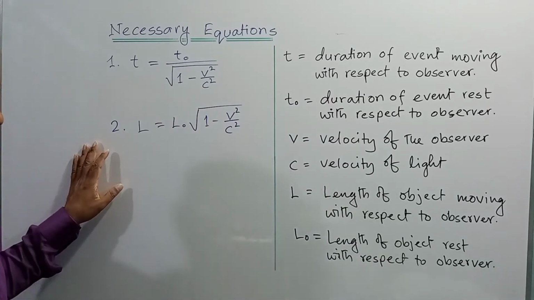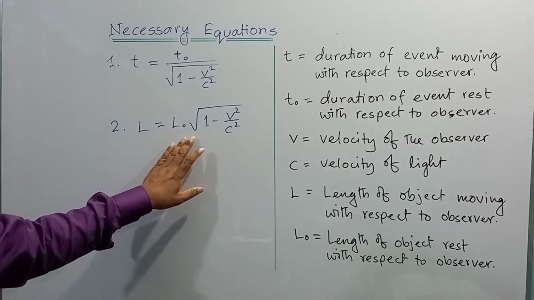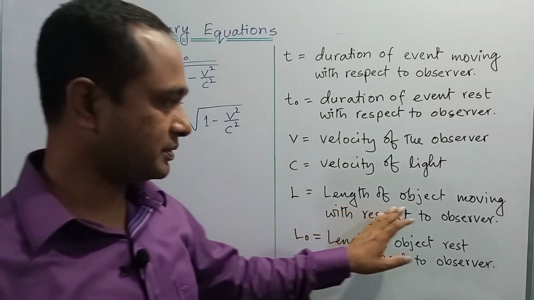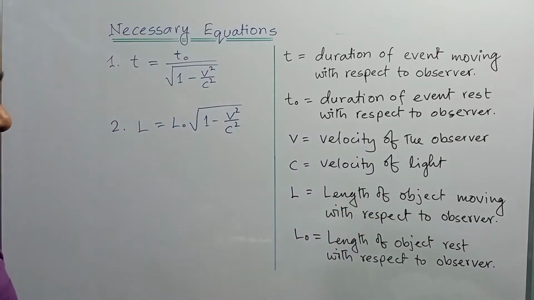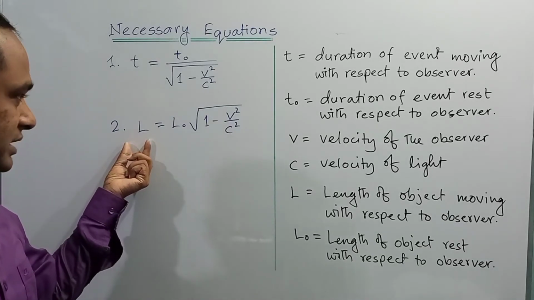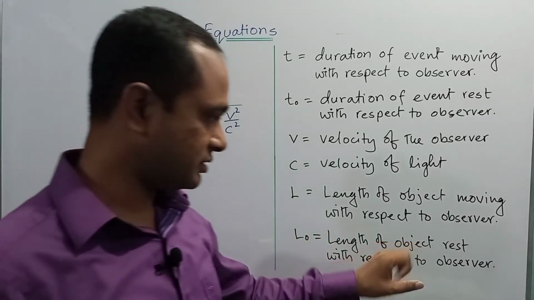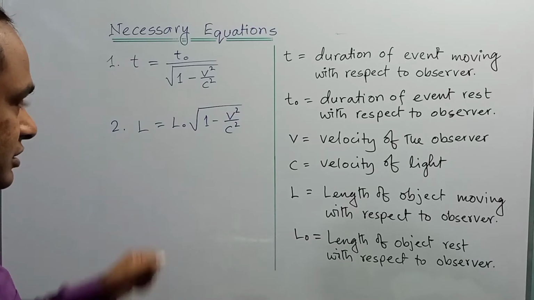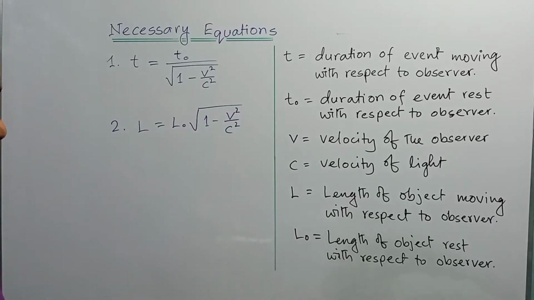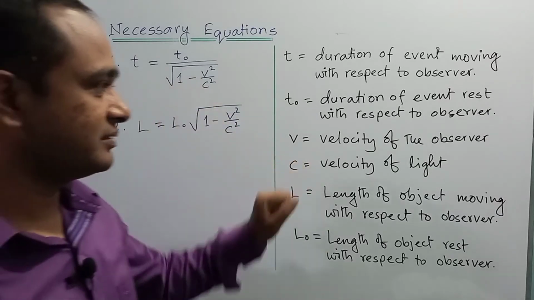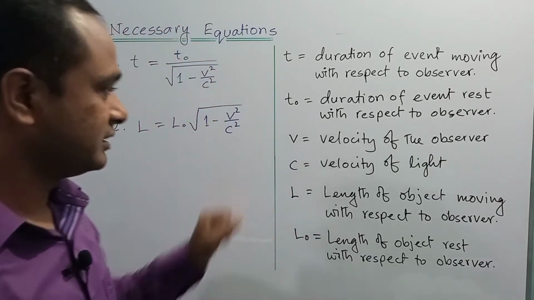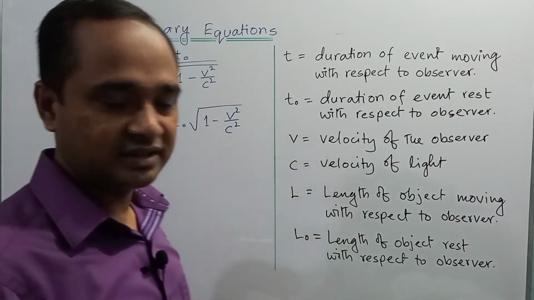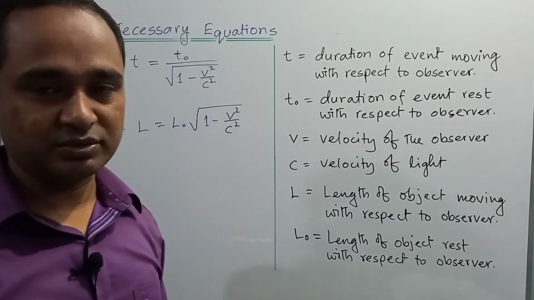Similarly, the equation for length contraction is L equals L naught multiplied by square root of 1 minus V square by C square. Here L is the length of an object moving with respect to the observer, shortly called the moving length, and L naught is the length of the object with respect to the rest observer, known as the rest length, right? In both expressions we use V and C. Here V is the velocity of the observer or the frame of reference, and C is the speed of light, right? Dear students, so let's see the mathematical problem.